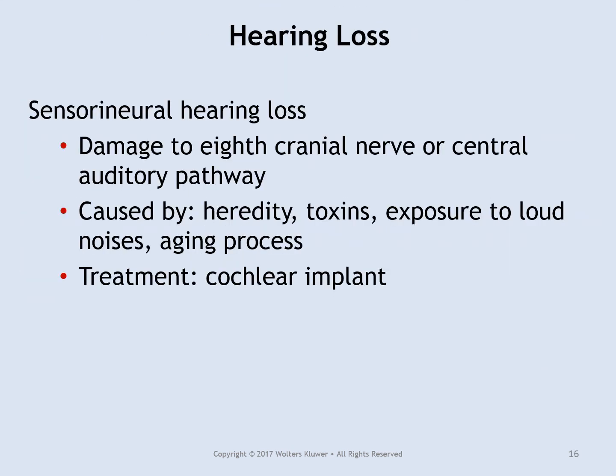So let's talk about some clinical stuff that we see with the ear. Hearing loss can occur for a number of different reasons. You can see damage to that vestibulocochlear nerve or to the pathway that it takes through the brain. That will cause hearing loss. This can be hereditary. Sometimes toxins will damage that nerve. If you're exposed to a lot of loud noise consistently, that will damage the nerve.